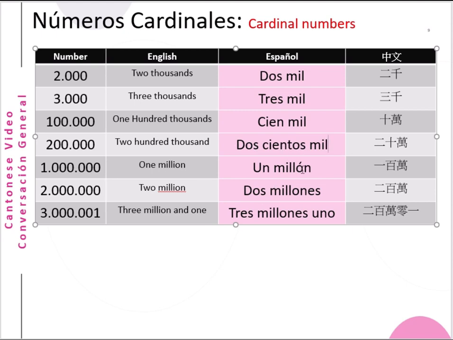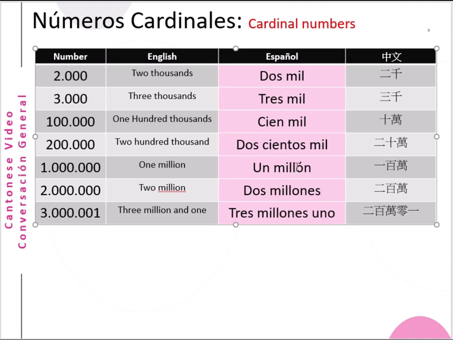1 million, un millón. Because millón is a masculine noun, we don't use una millón or uno millón. The number uno, when it comes before a masculine noun like millón, we have to drop the O after the uno, so we get un millón, not uno millón. 2 million, dos millones. When we change the singular noun millón into a plural noun, we add es at the end, and we cancel out the accent above the O, so we get dos millones.